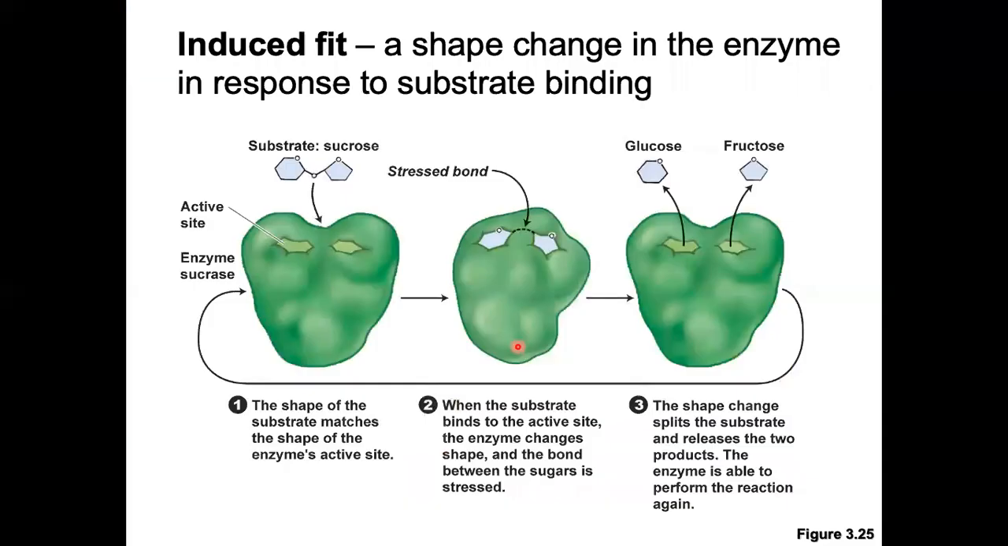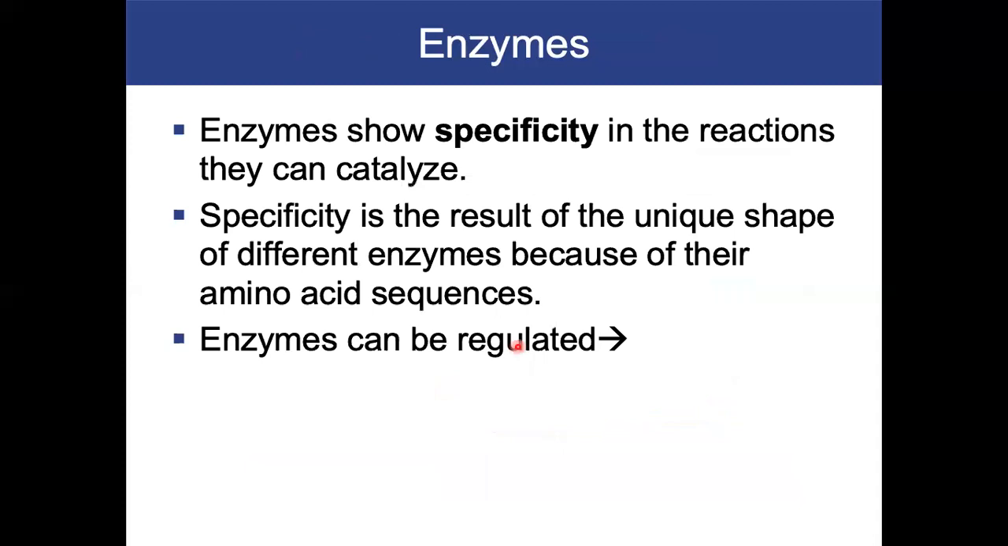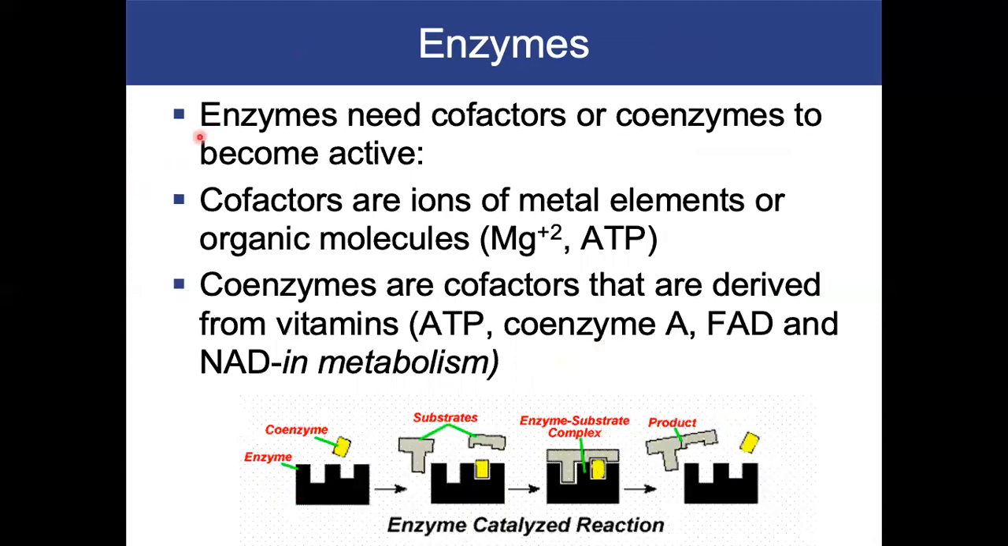Okay, so this you can read. These guys show specificity in the reactions they can catalyze, right? So enzymes can be regulated. How can they be regulated? These guys need cofactors or coenzymes to become activated. In fact, all of our enzymes, probably 99% of them, need cofactors or coenzymes to become active.